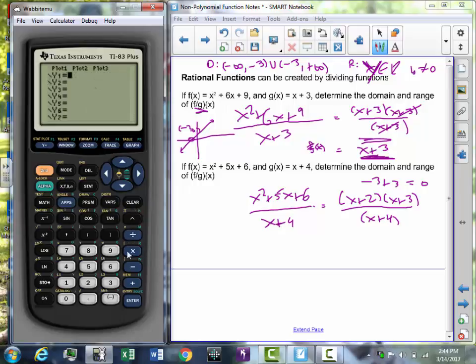So y equals. And the advice I'd give is bracket the whole numerator and bracket the whole denominator. Make sure you do them like this. x squared plus 5x plus 6, all in its own bracket, and then divide by a new bracket for x plus 4. Okay, depends on what brand of calculator or what version of calculator you have.